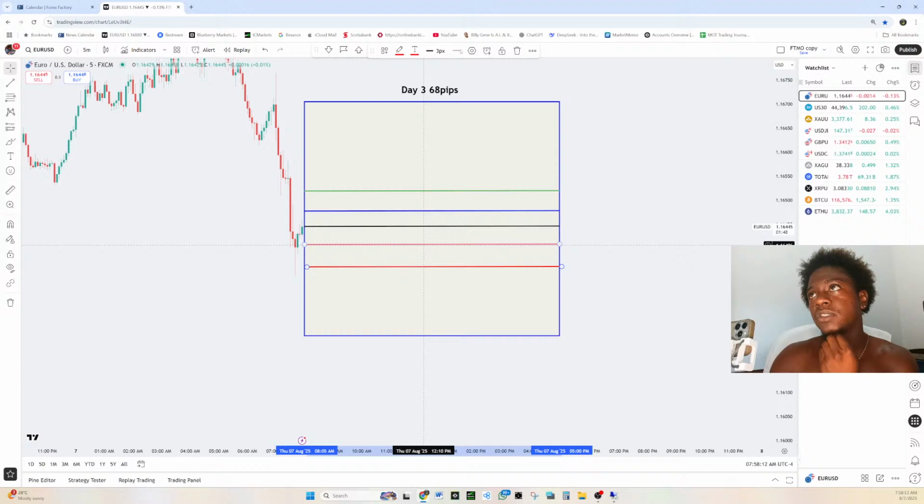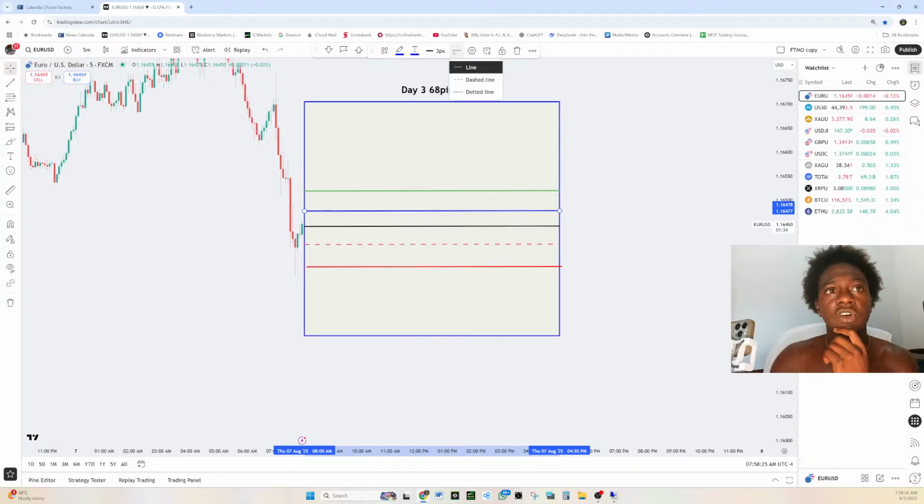And then this is supposed to be a dash line. And this is supposed to be a dash line, which is going to represent 5 pips above and 5 pips below the 8 AM candle open price, as well as where we're going to place our buy stop and sell stops for markets to execute when we get into a trade.